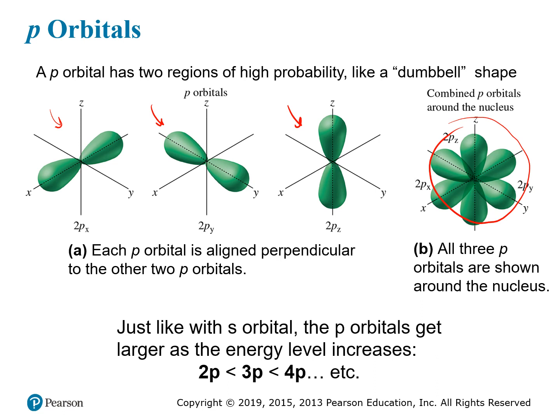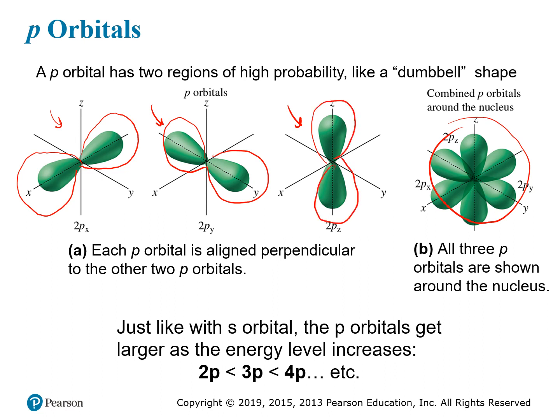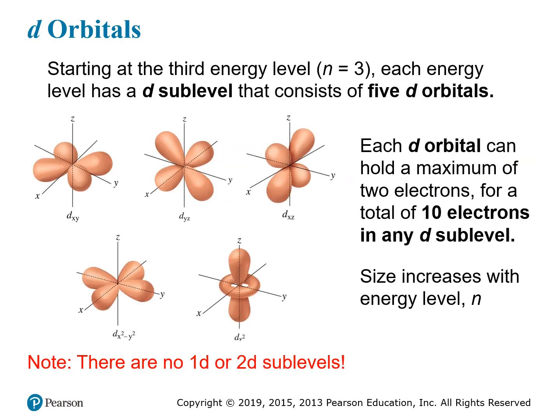And just like with the s orbitals, p orbitals in higher energy levels are larger. Okay? So if this is the 2p energy level, well, the 3p orbitals will have a similar dumbbell shape. They'll be pinched at the center, but they'll have bigger lobes. Right? The lobes will be further away. Okay? This would be bigger. So anytime you're going to a higher energy level, the electrons are getting further away.